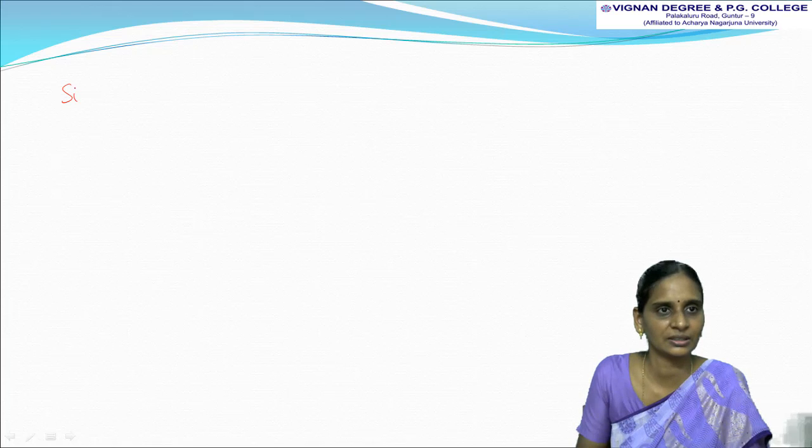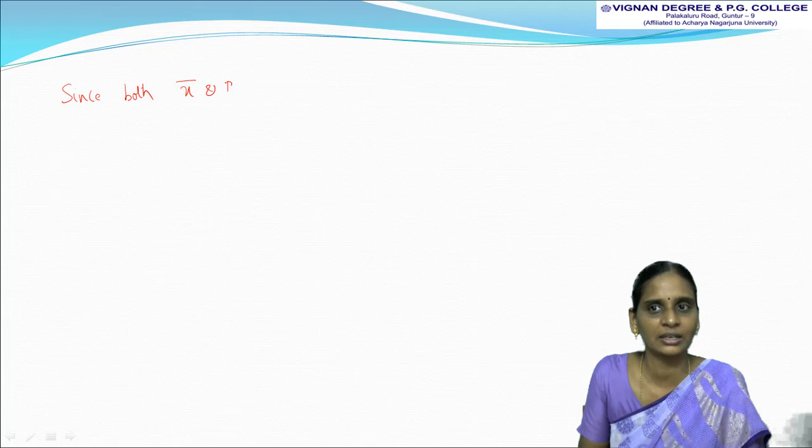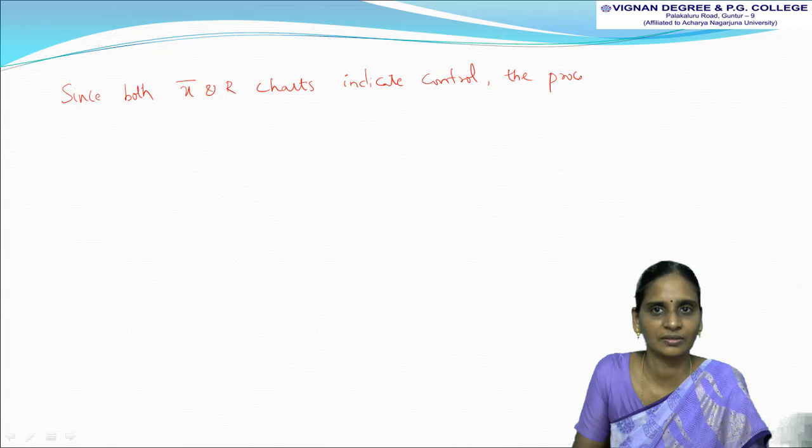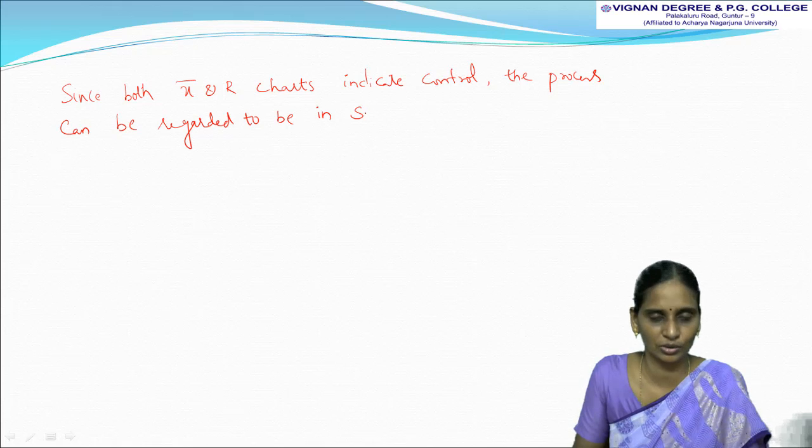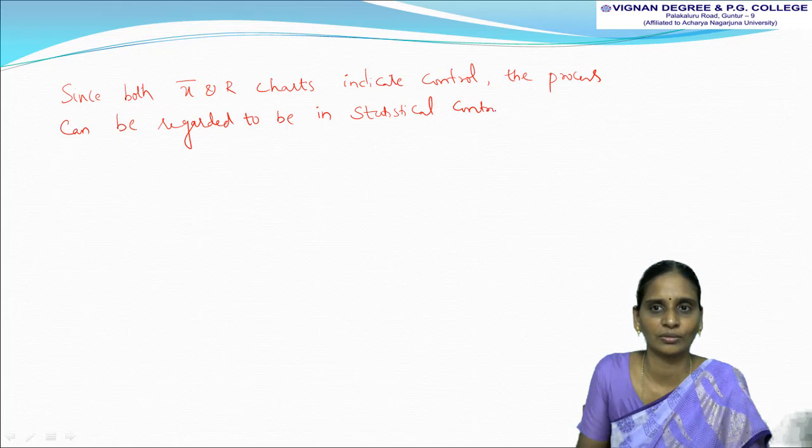So since both X bar and R charts indicate control, the process can be regarded to be in statistical control.